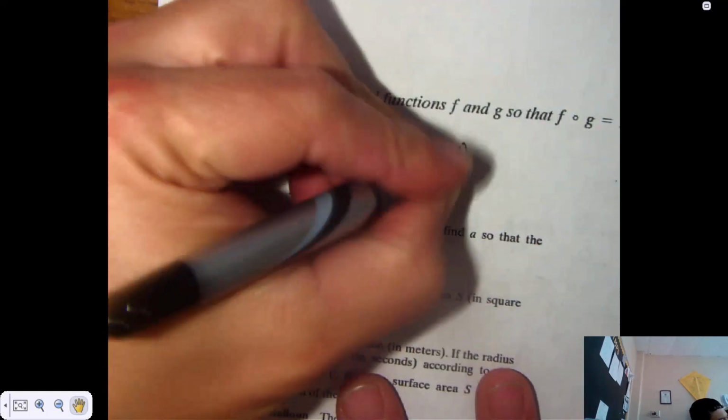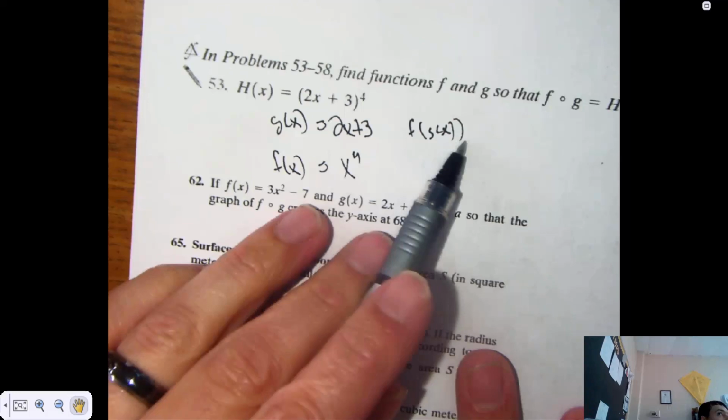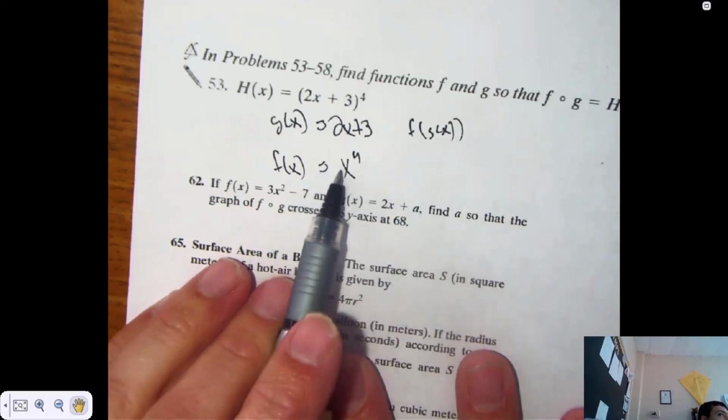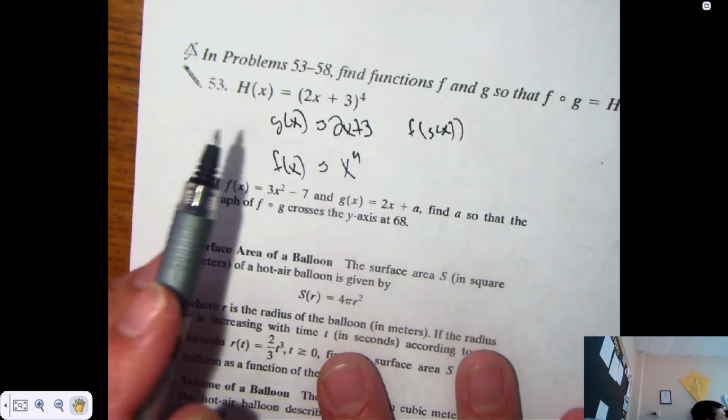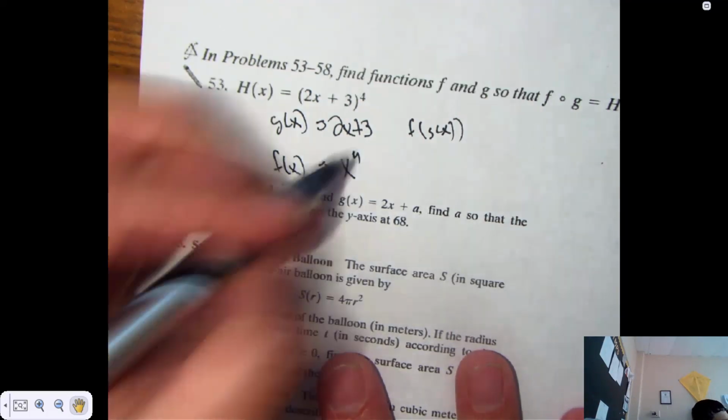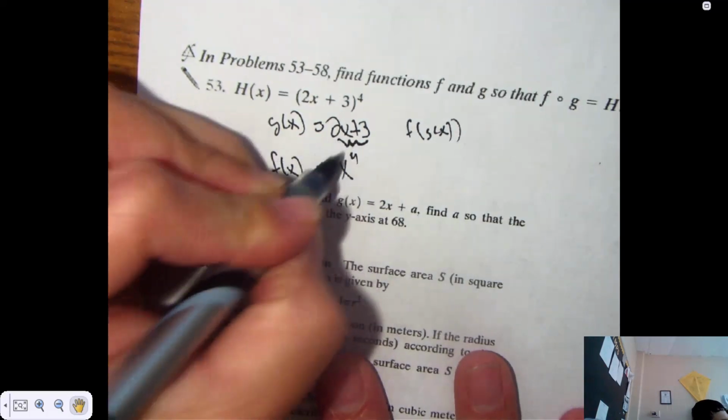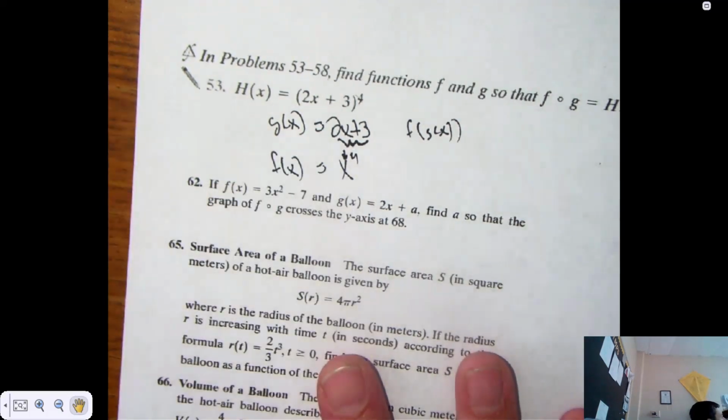And you'll think about making f of g of x. If you made f of g of x, everywhere you saw this x, you would replace it with 2x plus 3. All this right here would go there, and the end result would be that one right there.